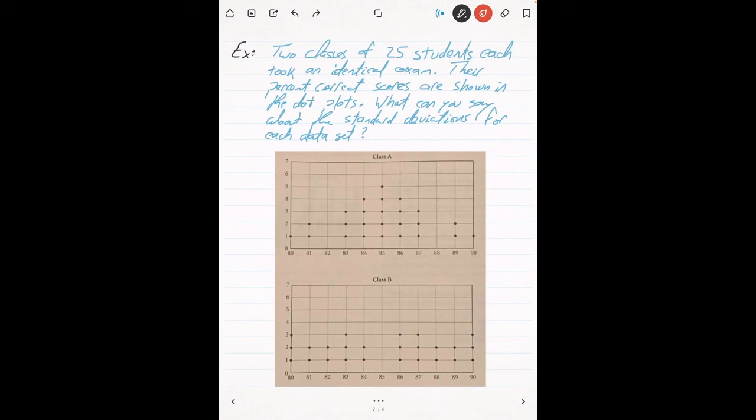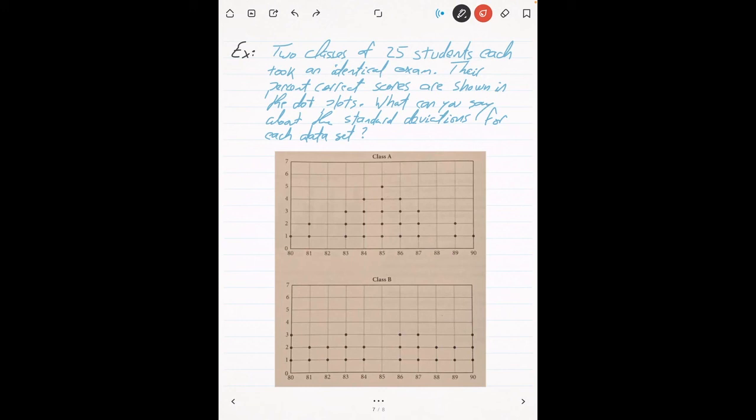So, what are some things we notice about these? Well, it looks like in Class B, more students got a higher grade of a 90 than students in Class A. But you'll also see more students got the lowest grade as opposed to Class A. So, what we want to talk about here, of these 25 students, we want to interpret the standard deviation, okay?